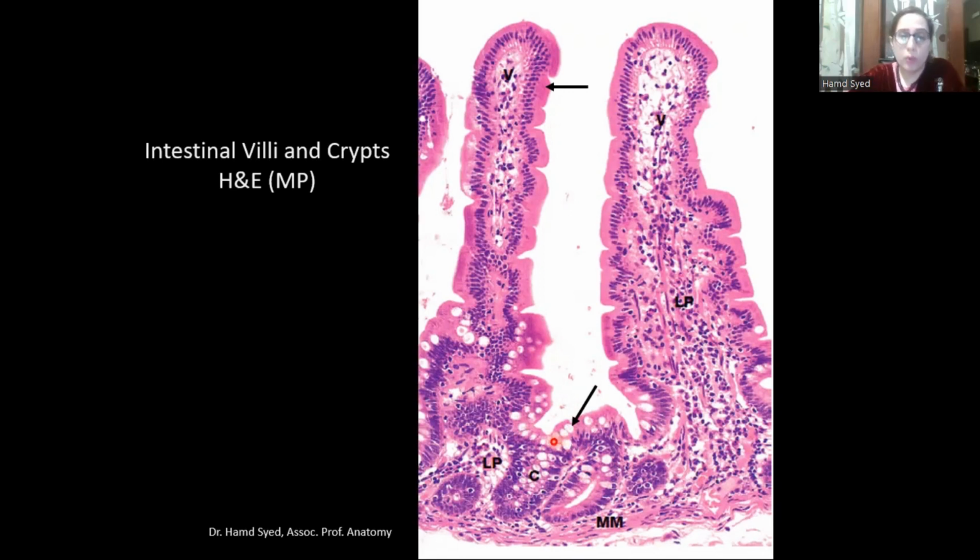Also, I would like you to focus on this part over here, which is an invagination of the lining epithelium present between the villi. This invagination is the crypt of Lieberkühn, also known as the intestinal gland. Within the core of the villus, you can see is the lamina propria. Now, this lamina propria has smooth muscle fibers. It has lots of lymphocytes and plasma cells, and it also contains the lacteals and the blood capillaries.